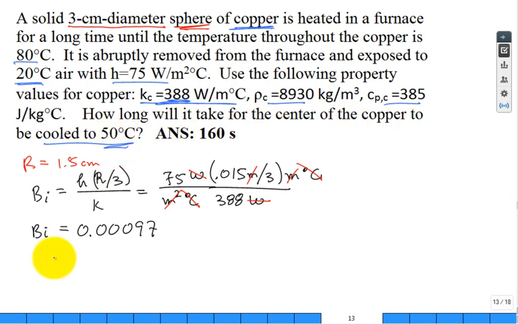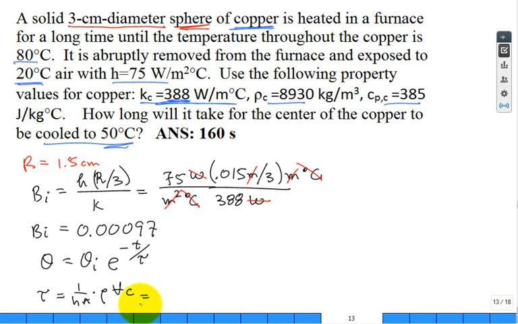So how long does it take for the center of the copper sphere to be cooled to 50? Maybe you'd like this equation: theta is equal to theta initial e to the minus t divided by tau. All right, give me the time constant. What is my time constant for this problem? It's our resistance, which is 1 over hA, times our capacitance, which is mass times specific heat, or rho V c.